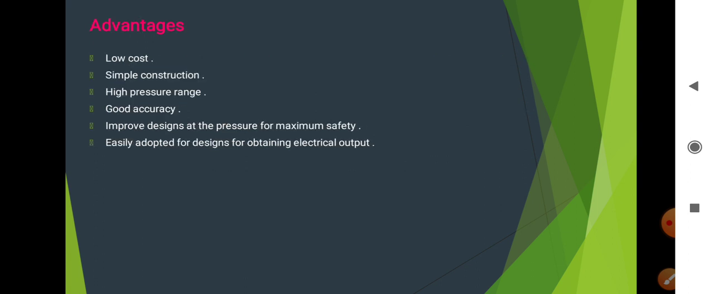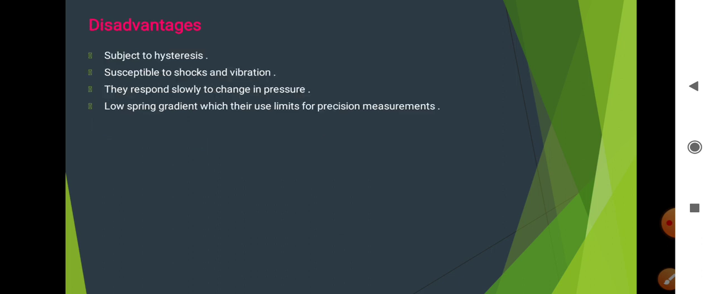Now the advantages: low cost, simple construction, used for high pressure range applications, good accuracy, and it is easily adapted in the design for obtaining an electrical output. Now the disadvantages: it is subject to hysteresis, susceptible to shocks and vibration, and it gives a very slow response to changes in pressure, meaning the tip movement is very slow.